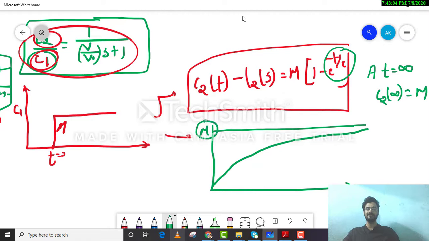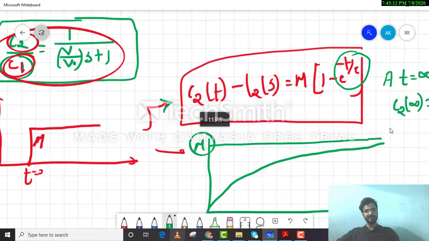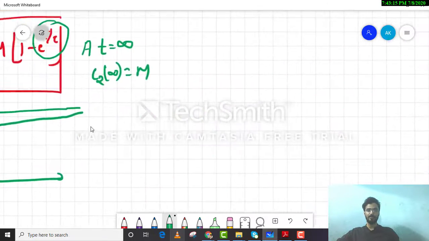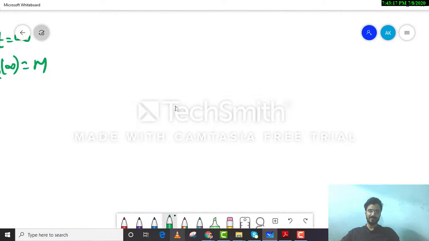So my dear friend, this is the response of our mixing tank process. Now which types of question are going to be asked, that's the major concern here, because the derivation part is, I think, clear to all of you now. Now I'm going to discuss which types of question are going to be asked in the GATE examination.